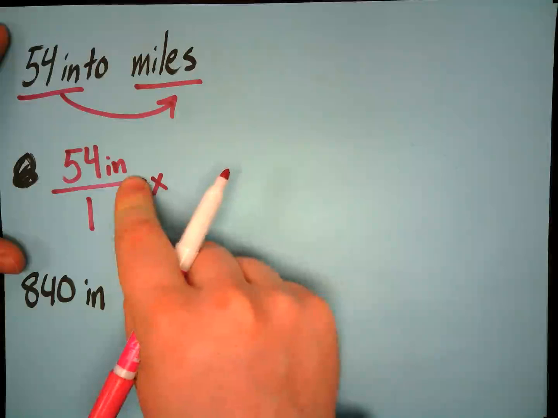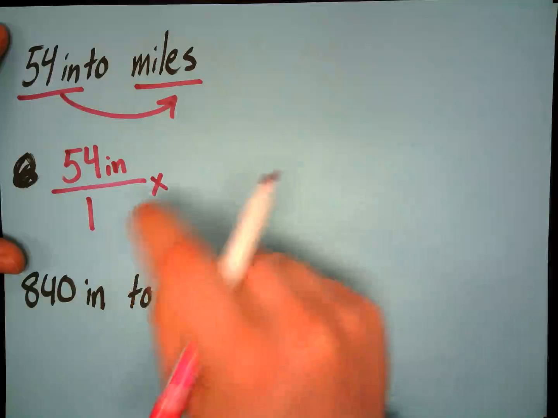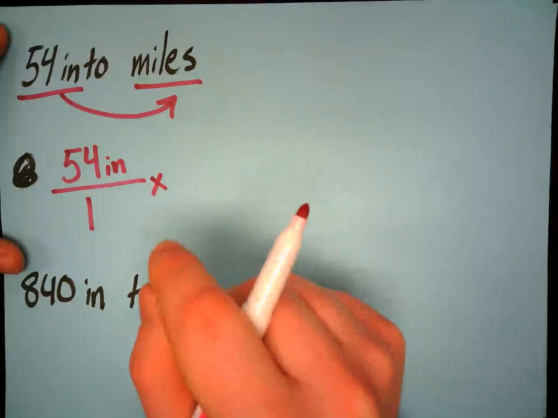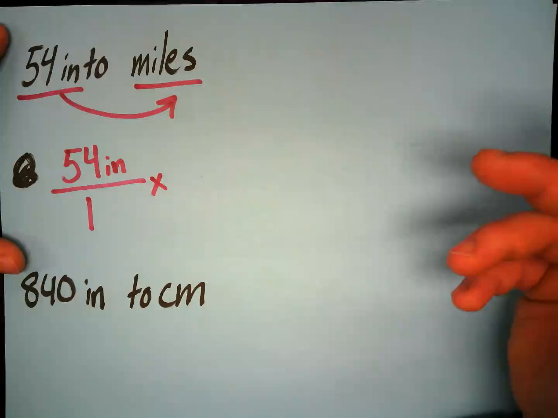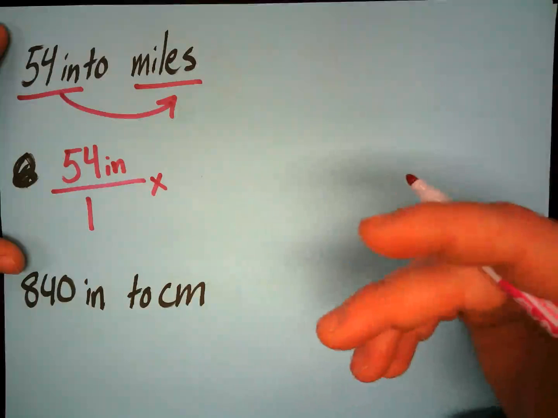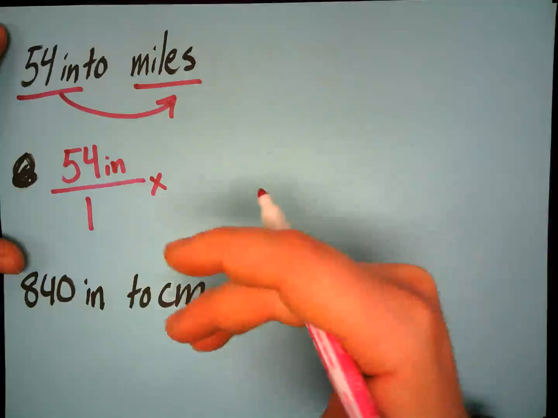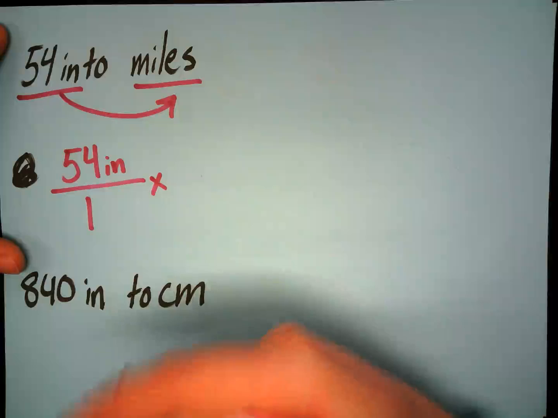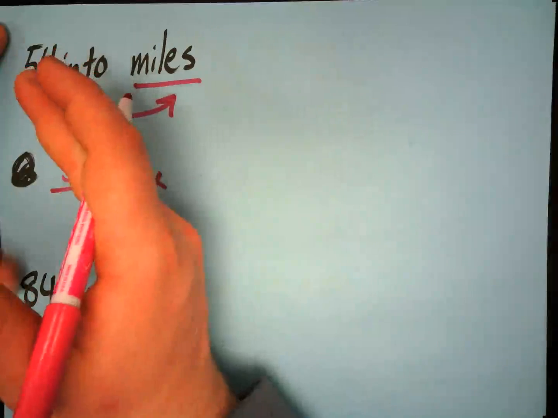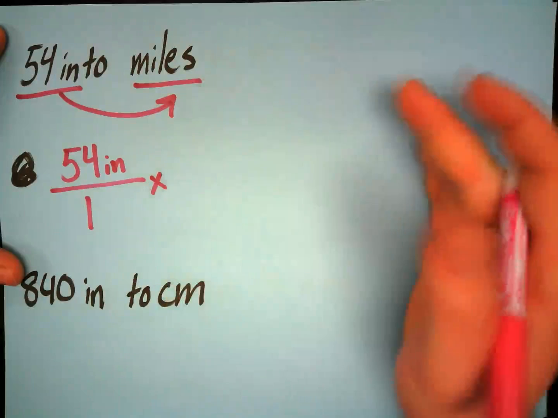So we're starting with 54 inches here, and we have to create the first conversion factor. There are conversion factors you can look up online where you go straight from inches to miles. But just so you get the idea, and for extra practice, I'm going to show you: we're first going to go from inches to feet, then to miles.